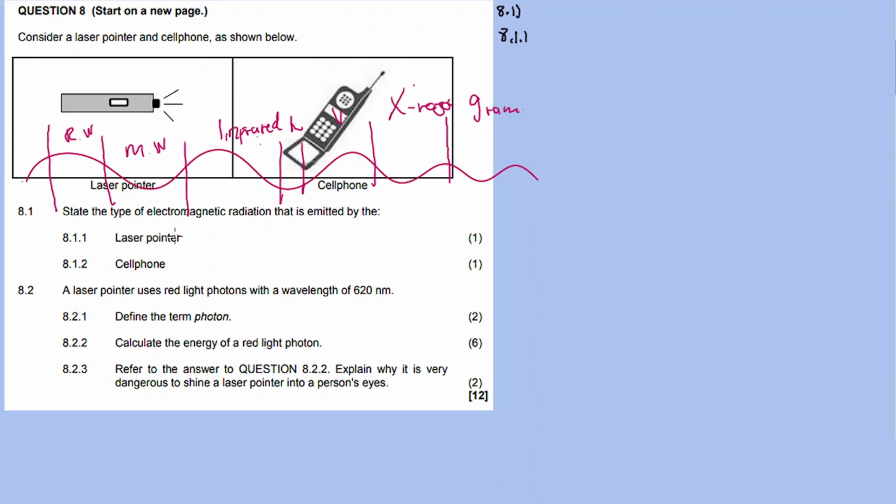laser pointer? The laser pointer is a red light. It means visible light.